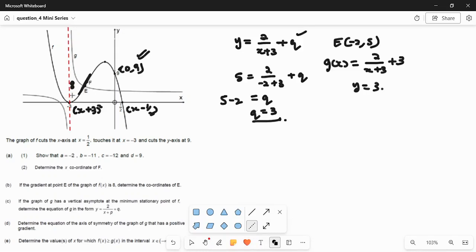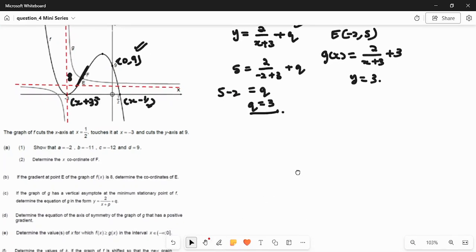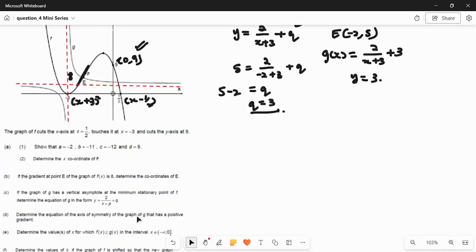So meaning it's supposed to be between these two parts of our function. It's supposed to be somewhere there. So that's the line y is equals to 3. And then question number E. Okay.